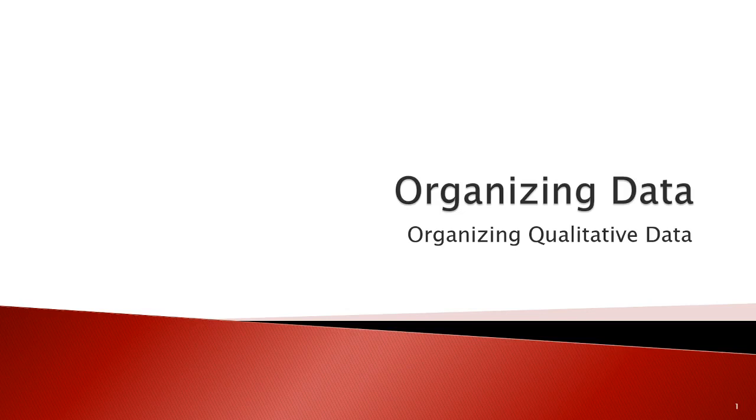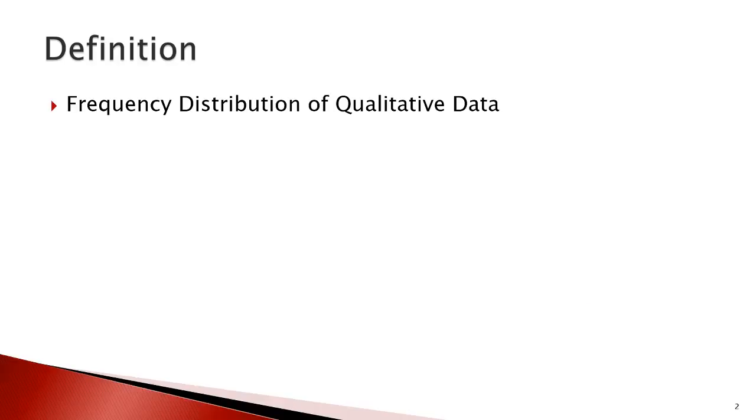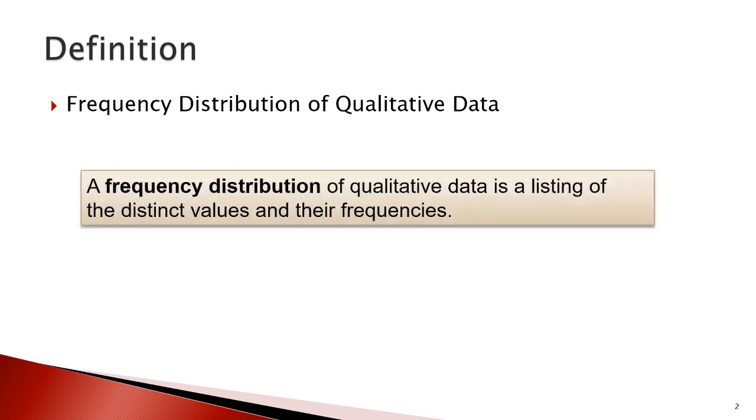This is section number 2 of organizing data, that is, organizing qualitative data. Okay, let's start with the definitions. A frequency distribution of qualitative data is a listing of the distinct values and their frequencies.